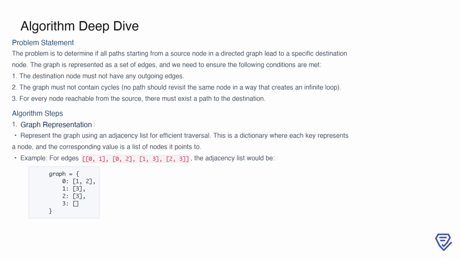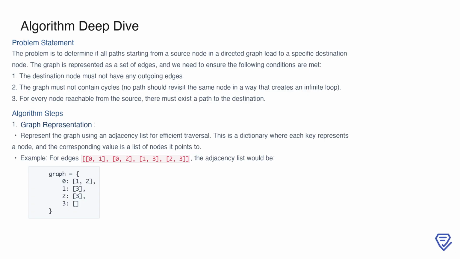In this problem, we need to determine if every path starting from a given source node in a directed graph ultimately leads to a specific destination node. To solve this, we must ensure three important conditions are satisfied. First, the destination node cannot have any outgoing edges, meaning no further paths should extend from it. Second, the graph cannot contain any cycles, as cycles would create infinite loops and prevent paths from reaching the destination. Finally, for every node that can be reached from the source, there must exist at least one path leading to the destination.